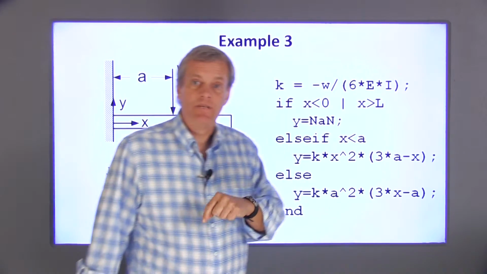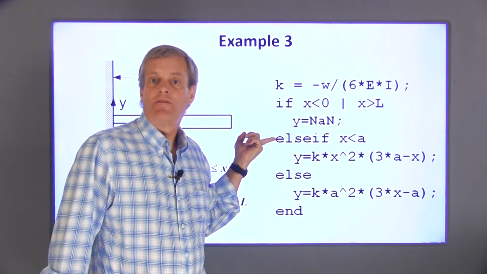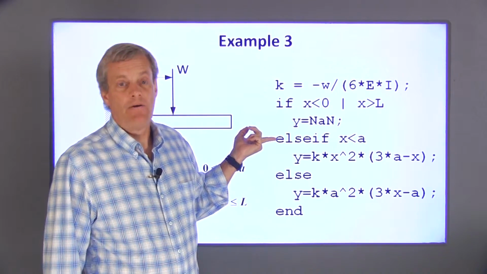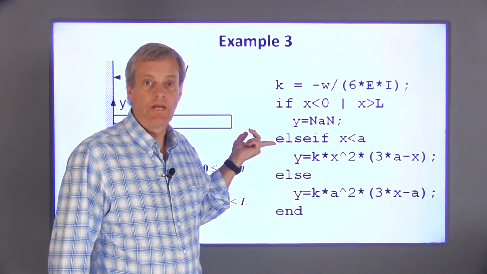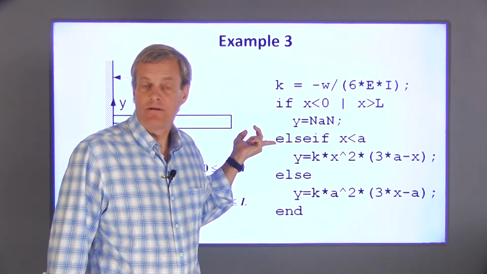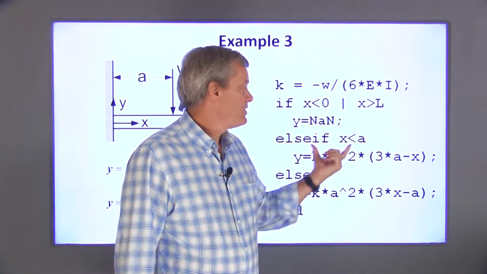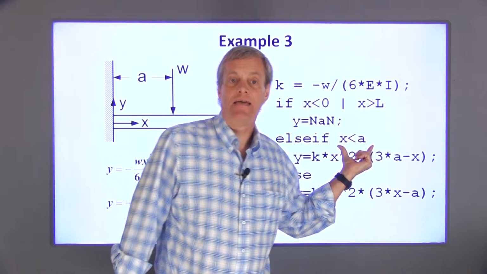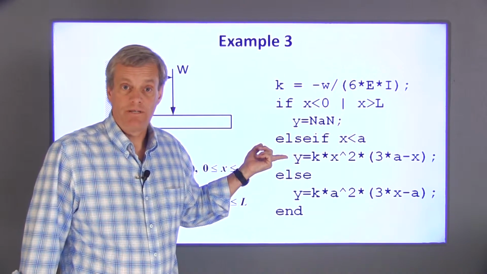If x is between 0 and L, I need to check to see whether x is between 0 and A. However, if the program gets to this point, I know that x is greater than 0. So all I really need to do is check to see whether x is less than A. Then I implement the appropriate equation.